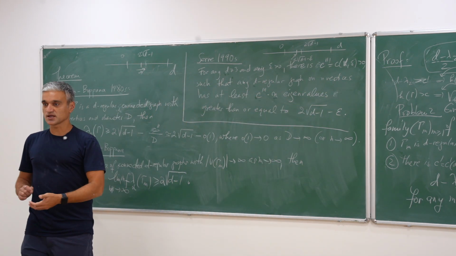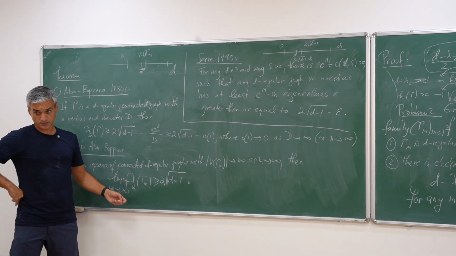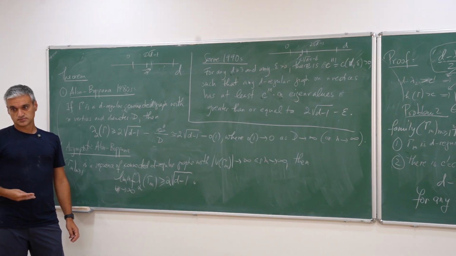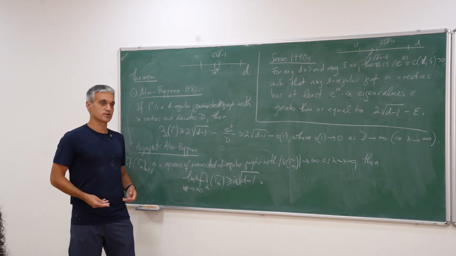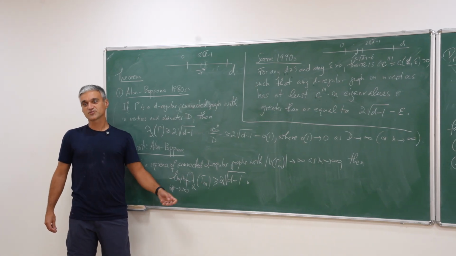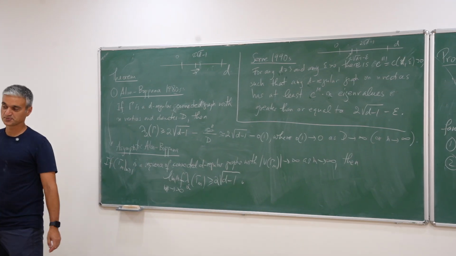Okay, so not just the second eigenvalue, it will be like a big chunk. So this theorem, like this, what's your favorite number? 31. Today is October 31, okay? If you put here lambda 31 of this graph, this will try to become bigger than 2 square root of d minus 1.